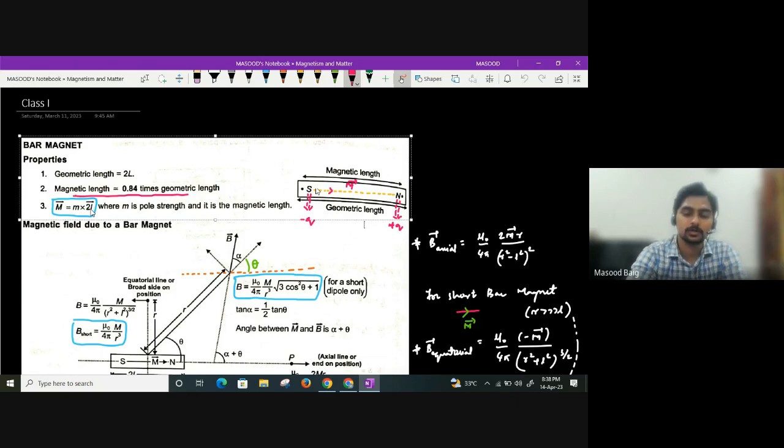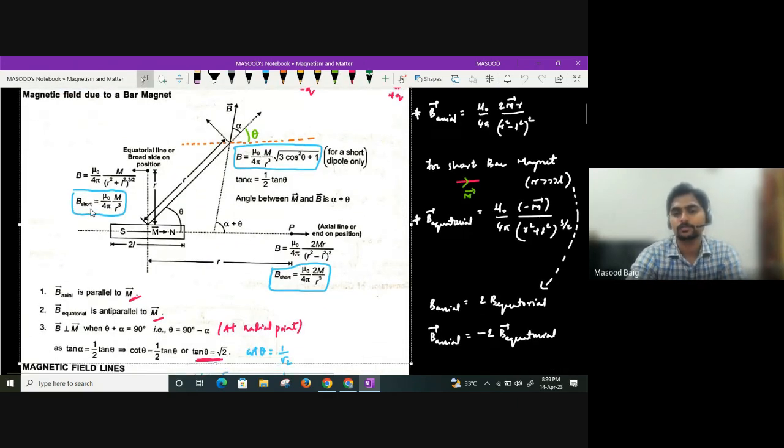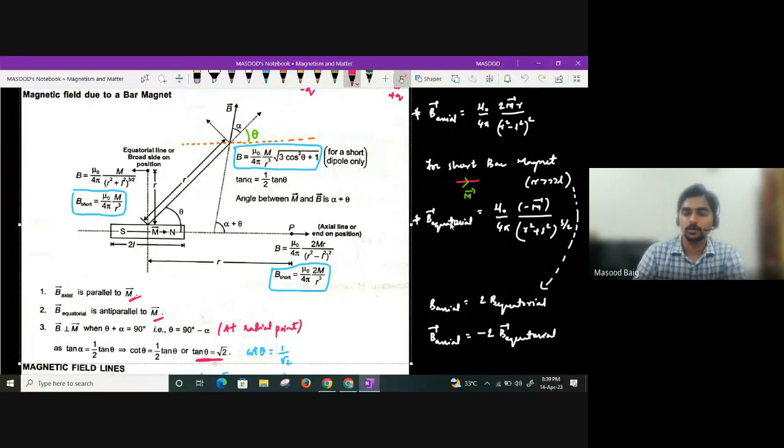Then we tried to find out the magnetic field due to a bar magnet. At the axial point we have seen what it is, and at the equatorial point we have seen what it is. For a short bar magnet, what will be the magnetic field at the axial point? What will be the magnetic field at the equatorial point? What is the relation between the magnetic field at the axial point and the equatorial point for a short bar magnet? How to calculate the magnetic field at a radial point? At a radial point, we can calculate only due to a short magnet or ideal magnet, guys. Clear? Theta will be the angular position.